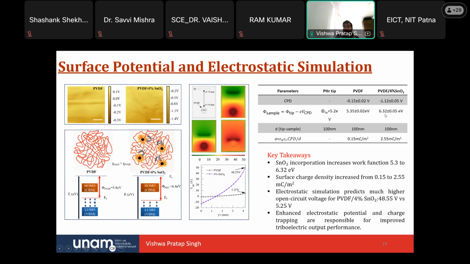As soon as you get a higher negative CPD, you will get higher surface charge density on your negative tribo material. That's what we did here, and with the help of that, we also did the simulation. I have the simulation file, and I can show it. We calculated this, and we predicted that we can get a higher voltage with this structure, with this reinforcement.